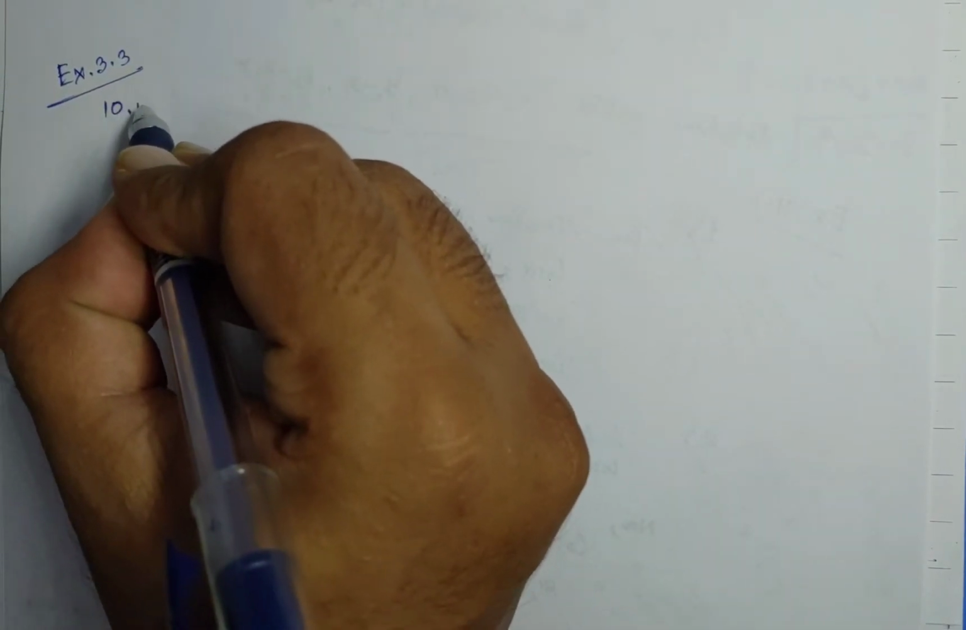So due to demand, I will be doing question number 10.3 of exercise 3.3. Okay, so it is exercise 3.3, question number 10.3. Okay, clear? So now the question starts with: express the following matrices as the sum of symmetric matrix and skew symmetric matrix.